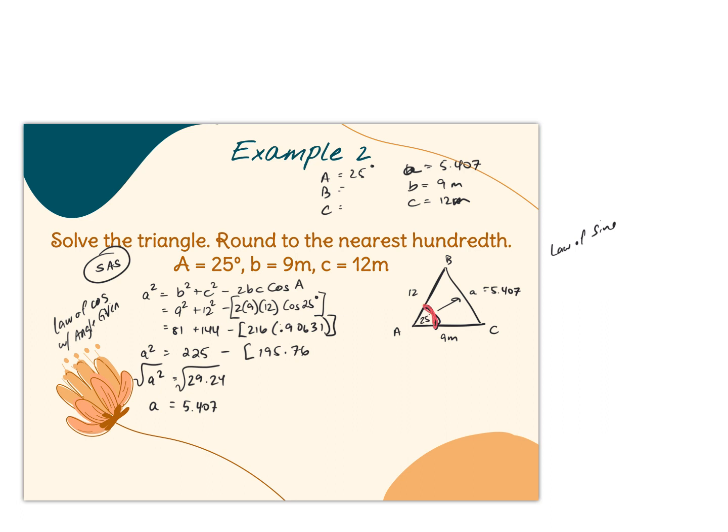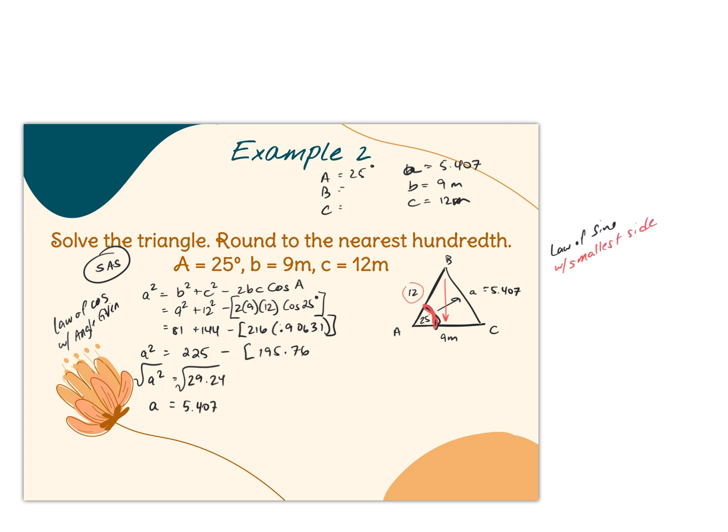B or C could potentially be obtuse, but they're not going to both be obtuse, right? If one is obtuse, it's only going to be one. You can't have two obtuse angles in a triangle. So I'm going to look at the lengths, and I see that side b is the smallest, side c is the largest, it's 12. So if there is an obtuse angle here, it's going to be C because it's opposite the longest side. So I'm going to do the law of sines for B, using the smallest side or angle that I have.